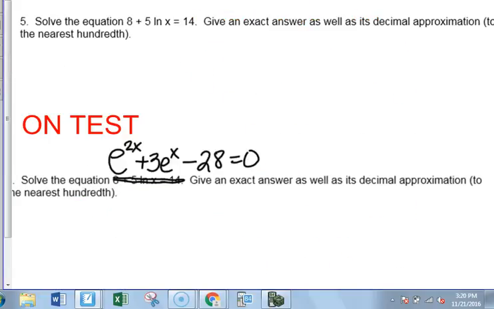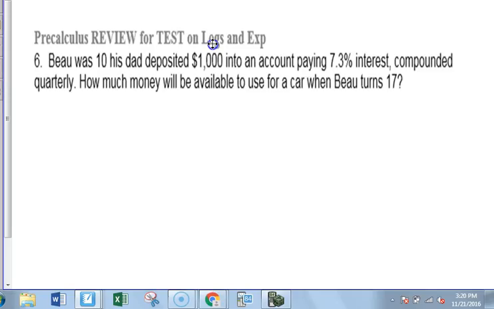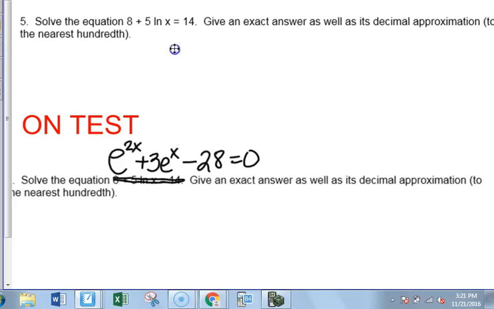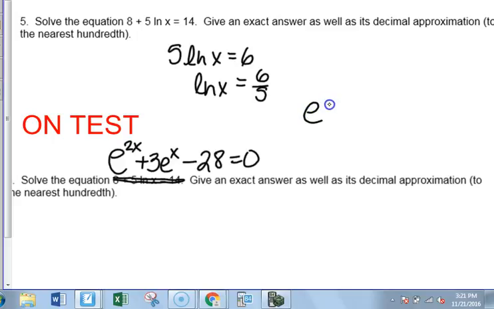Solving equations again. This one you have, this one you don't. Talk me through this. Then I have one more question. No, I have a bunch more questions. We're doing okay, I guess. Subtract 8. And then divide by 5. And then do what? E to the 6/5. So there's the exact answer, right? And then if we wanted the decimal, we'd type e to the 6/5. Approximately 3.32.